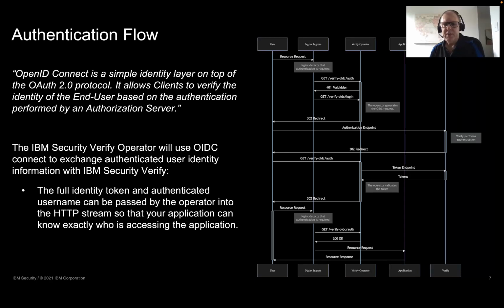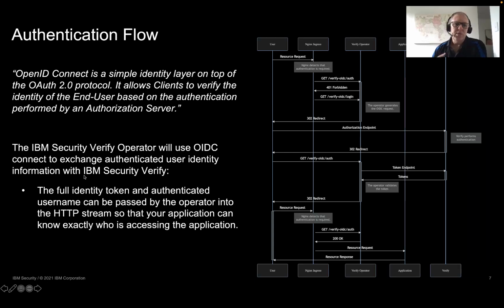So when we start talking about the authentication flow, don't get too concerned about the complexity of the diagram on the right. I'll go through that, but we use OpenID Connect as a single sign-on mechanism to IBM Security Verify. For those of you who haven't heard of OpenID Connect before, it's just a simple identity layer that's built on top of OAuth 2. It is a standard, so lots of service providers support OIDC. It's just a way of allowing clients to verify the identity of the end user based on the authentication which is performed by the authorization server. And in our case, the authorization server will be Verify.